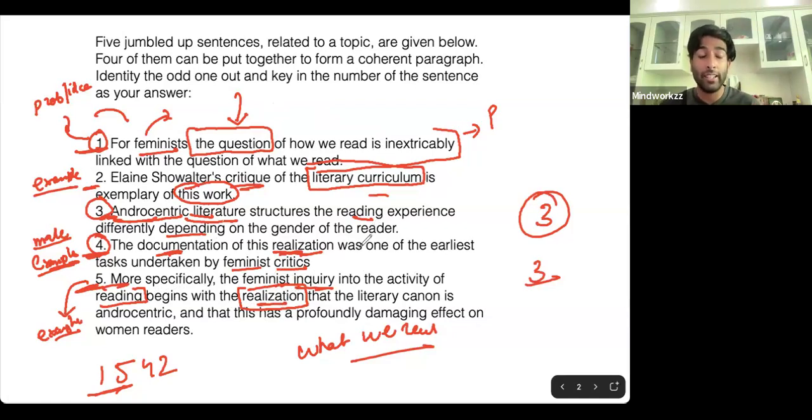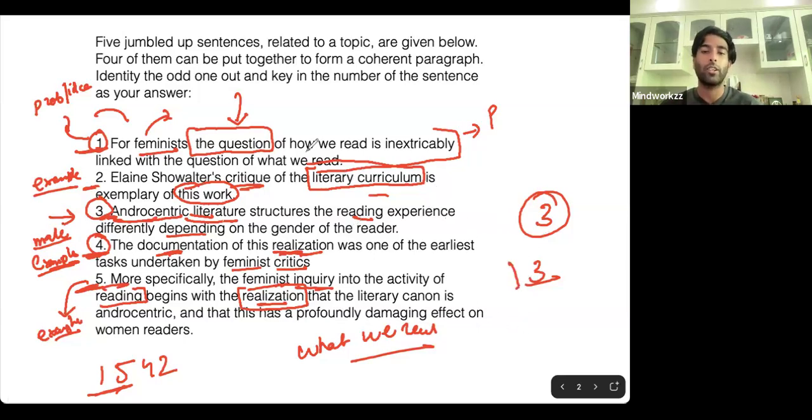The problem here is that sentence number 3 talks about androcentric literature, and the main idea of all the sentences 1, 5, 4, and 2 is not about androcentric literature. The main idea is about the feminist critique, the criticism or the realizations which they had come to. That is the main idea, and that is what you have to understand. That's why you cannot fit sentence number 3 anywhere. You try to fit it after 1, it will not fit.